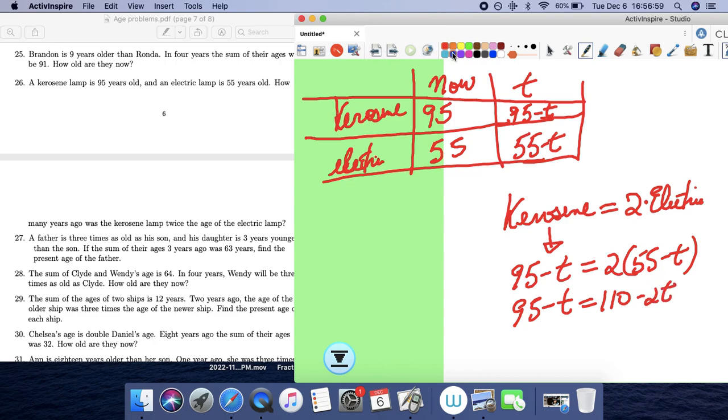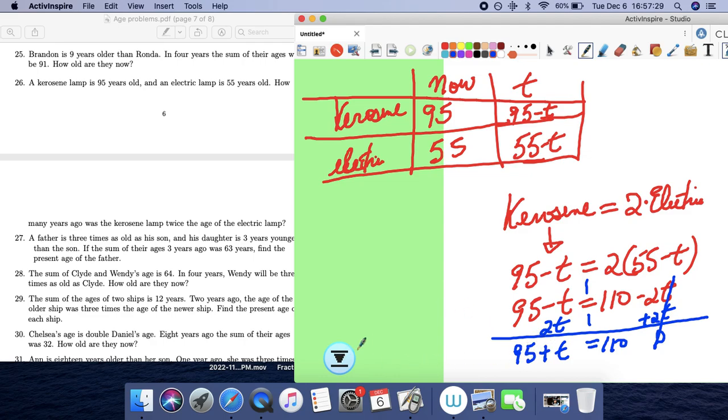Again, we have variables on both sides. We want to get rid of the smaller one. The smaller one is this, right? The coefficient is negative 2, which is less than the coefficient here, which is negative 1. So I'm going to add. How do I get that to become 0? I have to add 2t. So if I add 2t here, I add 2t here. These two go away, right? 110 comes down. Negative t plus 2t is just t. And we get 95 plus t.